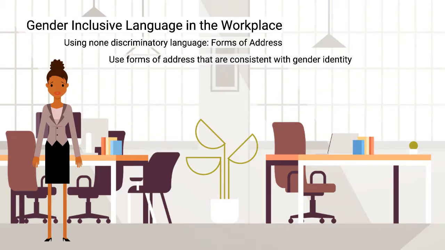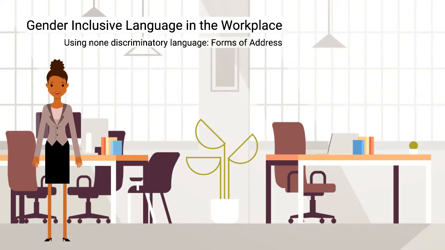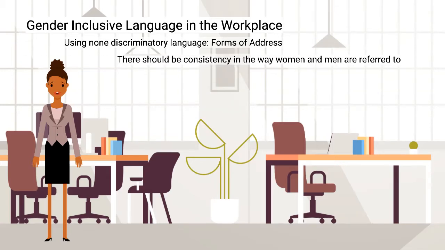If an employee appears as Ms., that is the form of address that should be used for her, and female pronouns are appropriate. Alternatively, and if the situation permits, you may ask the persons you are addressing or writing about what pronoun and form of address should be used for them. There should also be consistency in the way women and men are referred to. If one of them is addressed by their name, last name, courtesy title, or profession, the other one should be as well. Here are some examples of less inclusive and more inclusive forms of address.